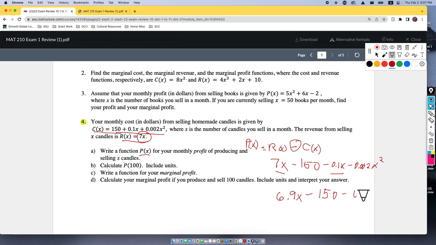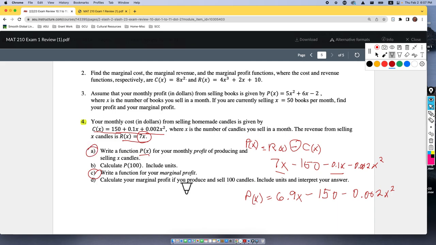We could leave it as is. And that's our P of X. That's our profit function. So again, know how to do that. Calculate P of 100. So then we plug 100 in for X. We could do that. Write a marginal profit function. So since we've got the profit function, we just take its derivative.